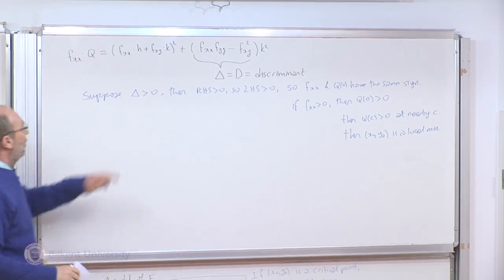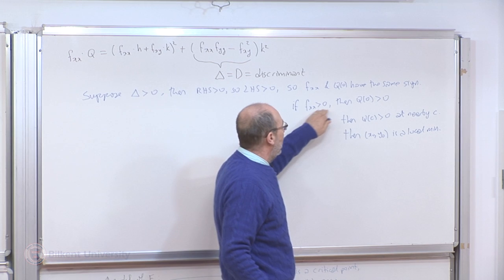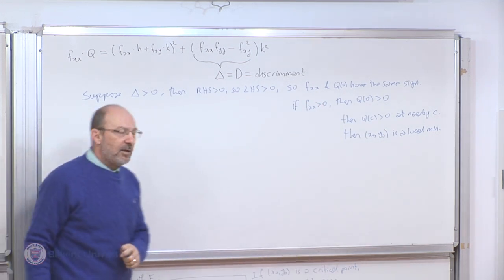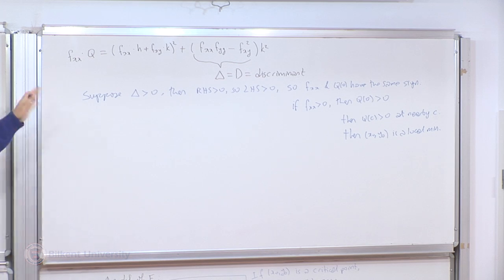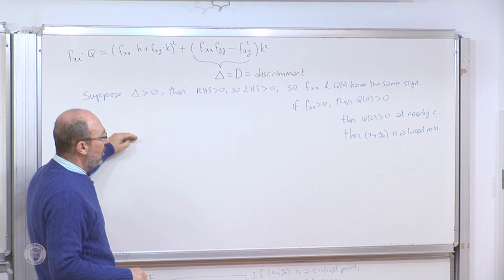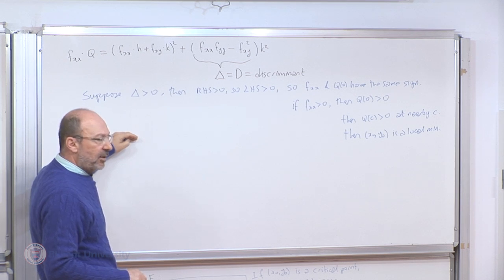Now, if this is positive and if this is negative, then this is negative, then it's a local maximum. And when the discriminant is negative, again, you have to play with h and k, and you can show that you can change the sign arbitrarily. Well, arbitrarily means there are directions where the sign changes. So this is going to be the conclusion of the second derivative test, which I'll write in a minute.